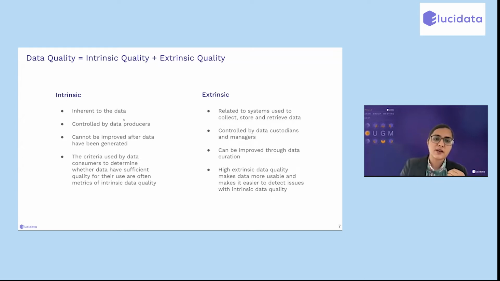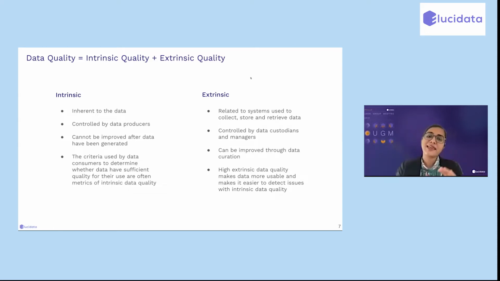So intrinsic data quality is often controlled while generating the data, and it often cannot be improved after data have already been generated. And most people, if they are using data that are generated by somebody else in their work, this is what they will implicitly think about when they think about data quality, whether it has sufficient quality for their use case or not.